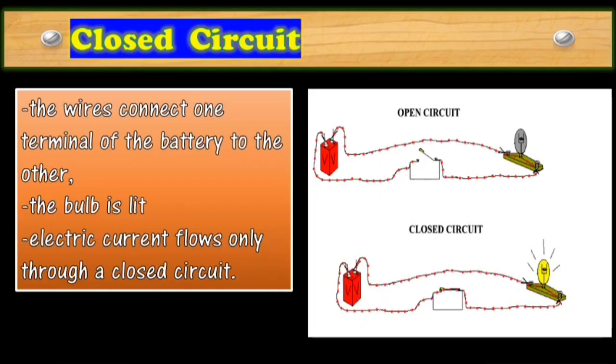Electric current flows only through a closed circuit. So in other words, it is a circuit that allows electricity to freely move from one end of the circuit to the other end. So if the circuit is broken, the current will stop flowing. Sir, paano naman umiikot yung current sa closed circuit? So ganito yon. The electrons move from the dry cell to the bulb and then back to the source through the two pieces of copper wire. So that is how the current flows in a closed circuit.